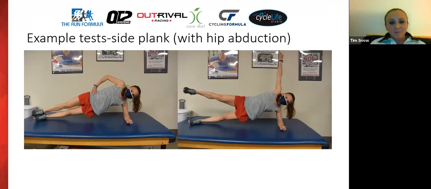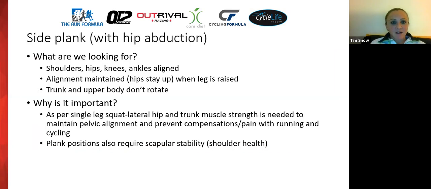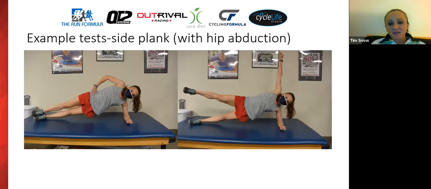Another test that we would look at is our side plank, and then adding in hip abduction, so raising the leg up to the side. What we want to see there is that the shoulders, hips, knees, and ankles all stay aligned. This alignment should be maintained when the leg is raised, and the trunk and upper body don't rotate. If I was going to nitpick on myself a little bit here, I am dropping just a hair when I go to raise the leg.